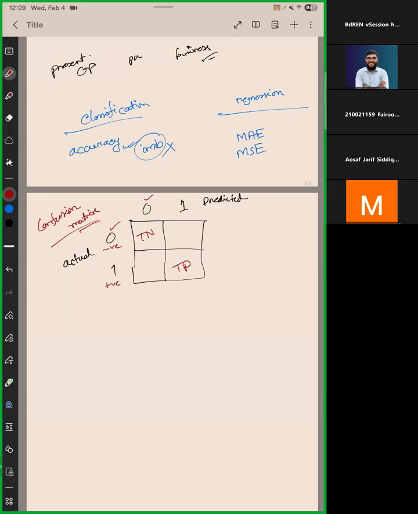Now, which one is which? Actually positive, predicted as negative: it is called false negative, because I predicted negative, but that was false. And this is called false positive: actually negative, but predicted positive, but that was false. So these are our four confusion matrix parameters, and using these parameters, we are going to evaluate everything.